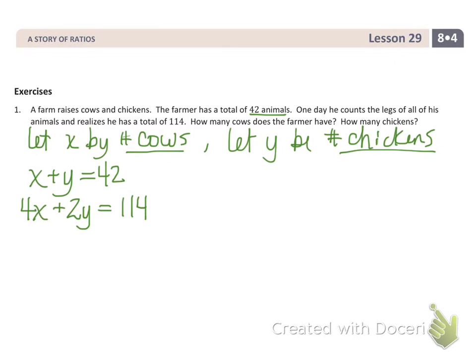So now I have enough information to solve this system. So let's see, what do I want to do? I'm going to multiply through by -2 on this first equation here. And so I'm going to get -2x minus 2y is equal to -84.